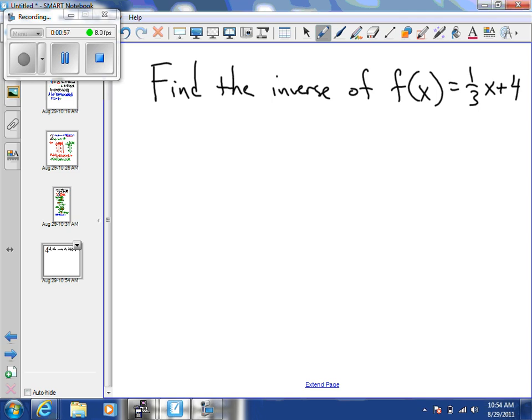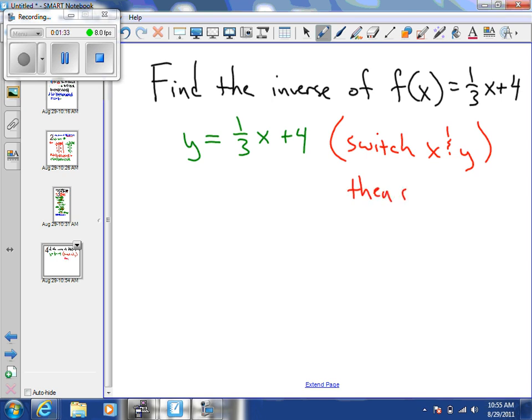So let's see what we do. Earlier on, I told you that a function and its inverse switch domain and range, so we're going to take advantage of that. Instead of f of x equals 1/3 x plus 4, I'm going to think of it as y equals 1/3 x plus 4. First thing I'm going to do is switch x and y. Then I'm going to solve for y.